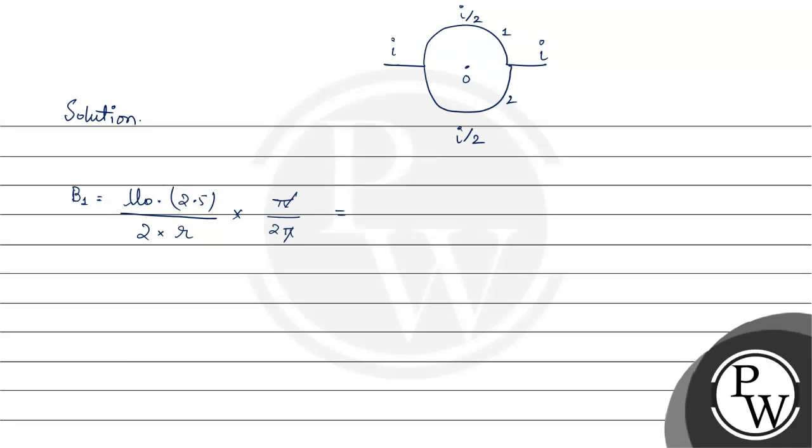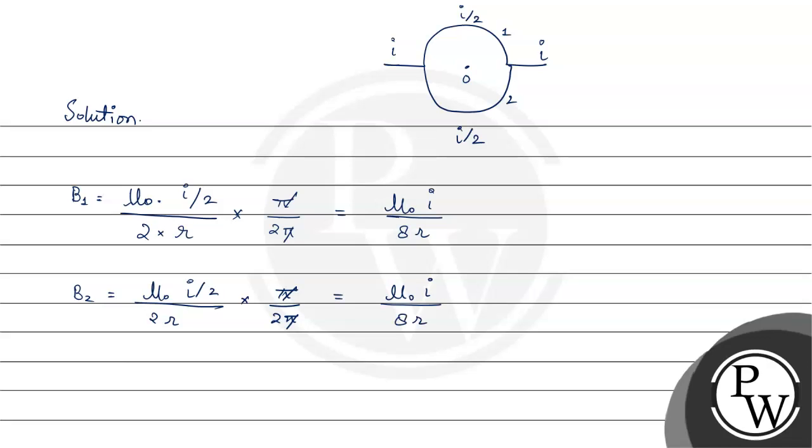So pi cancels each other out. This becomes mu naught into I by 2. Let's not put its value right now. So this will become mu naught I over 8r. So this is B1. Now let's find B2. B2 will similarly be mu naught into I by 2 over 2r into pi over 2 pi, and pi cancels each other out, and this again becomes mu naught I upon 8r.